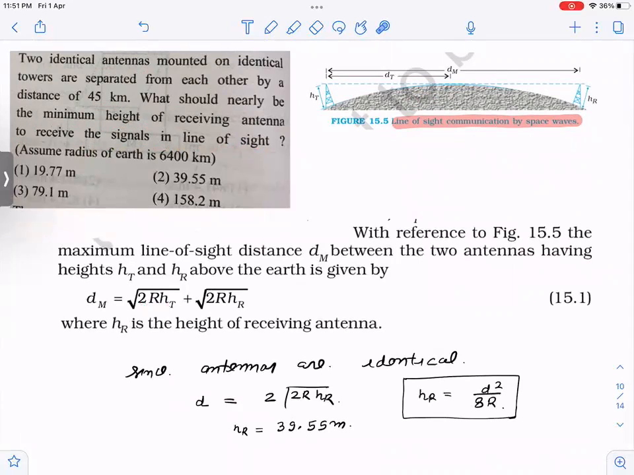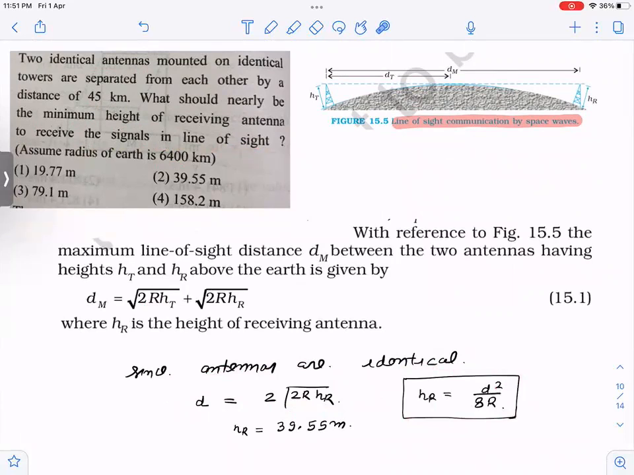What is the sensible thing to do? HT is equal to HR. And then see here what I've written, D is equal to 2 times root of 2R HR. Make sense, right? What we have to find out, D is given here, 45 kilometers. R is also given, 6400. We have to find out the height of the antenna. So just a very simple calculation.